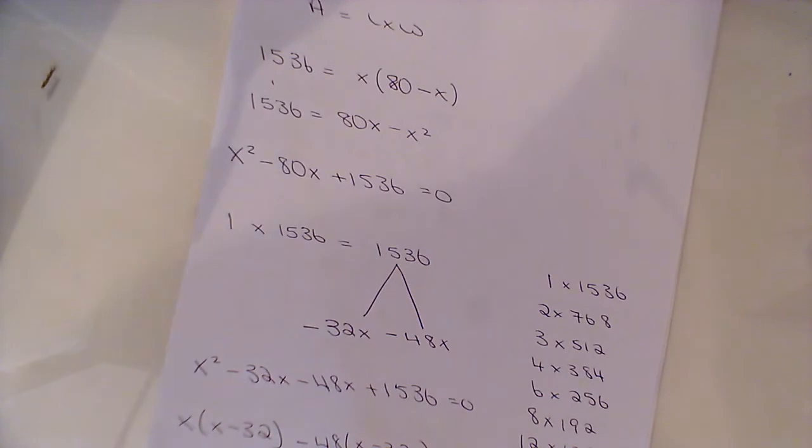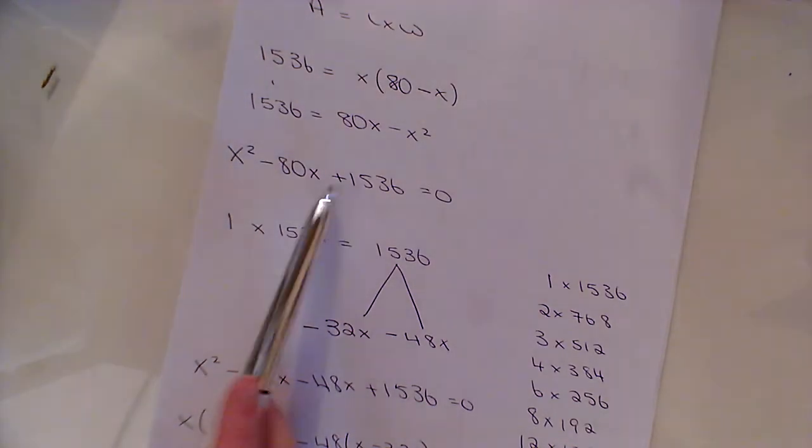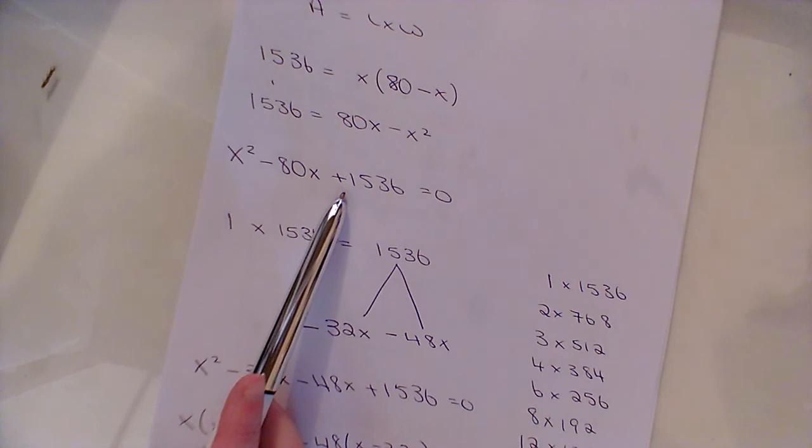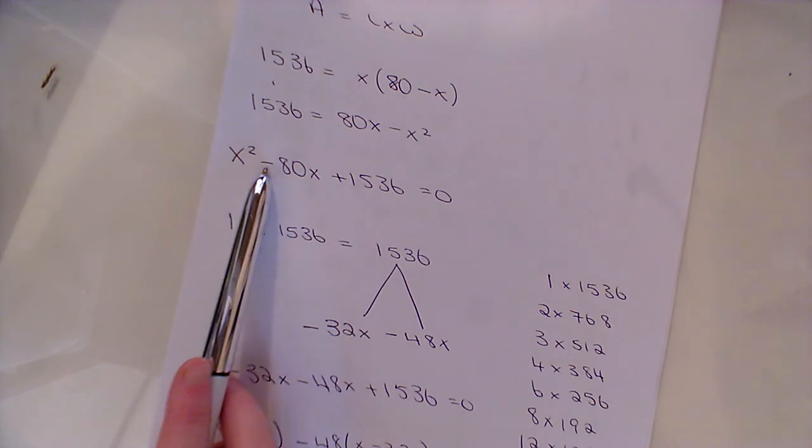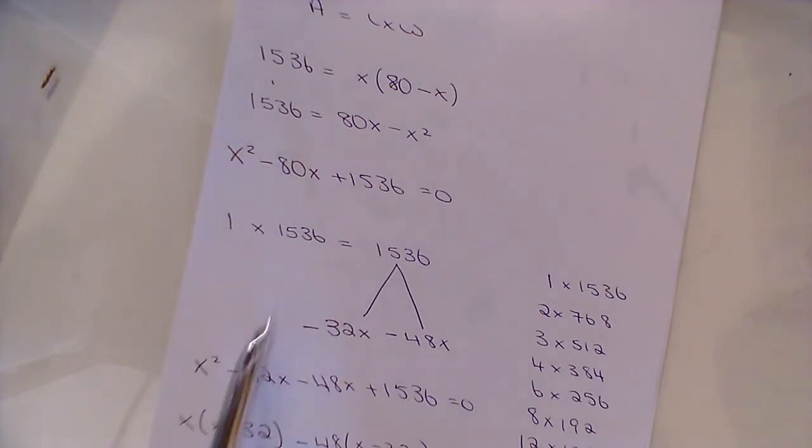So this here tells me they're both going to be the same signs, and this tells me that I want a minus 80. Okay, so I have minus 32x minus 48x will make minus 80 for me. Then I rearrange this, so I replace the minus 80 with these two terms. So I have x squared minus 32x minus 48x plus 1536 is equal to 0.